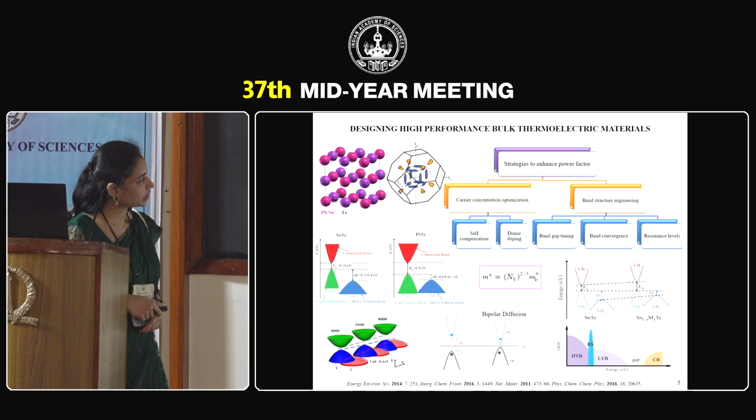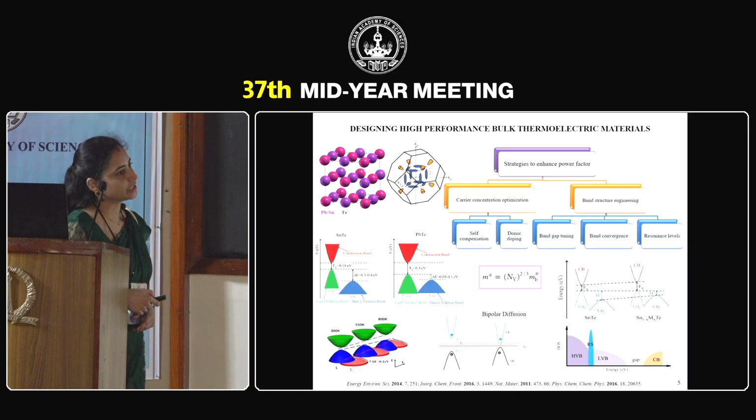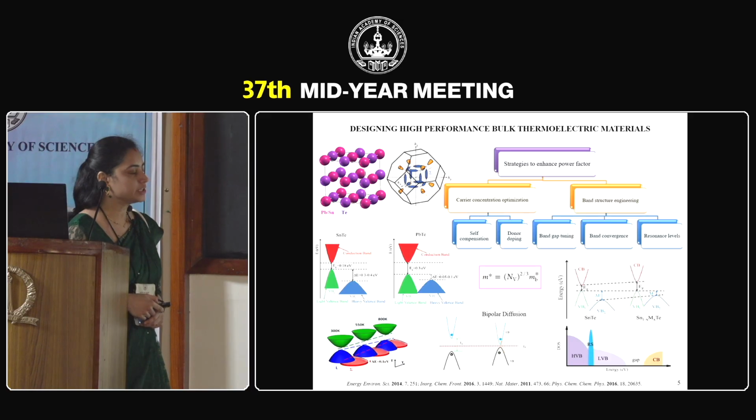And also if we look at the electronic structure, we see that tin telluride has smaller band gap in comparison to that of lead telluride, and the energy offset is higher, which means these bands do not participate in the transport. So what are the strategies to improve the power factor? As I said, carrier concentration is one of the important parameters. It could be tuned either by self compensation or by donor doping, and power factor can also be improved by band structure engineering.